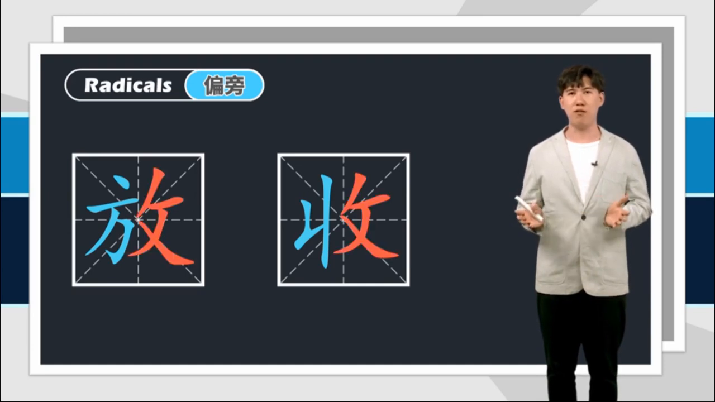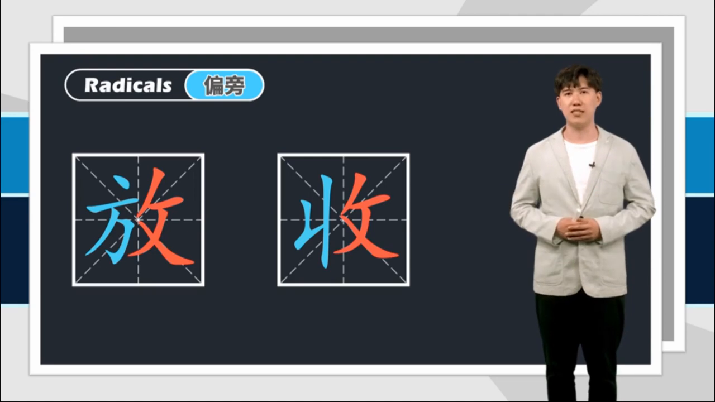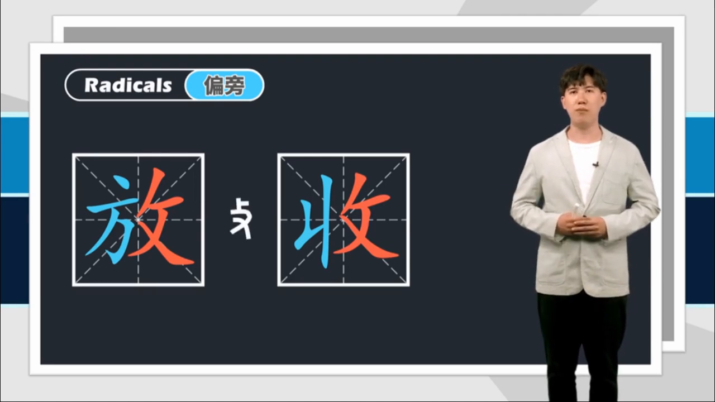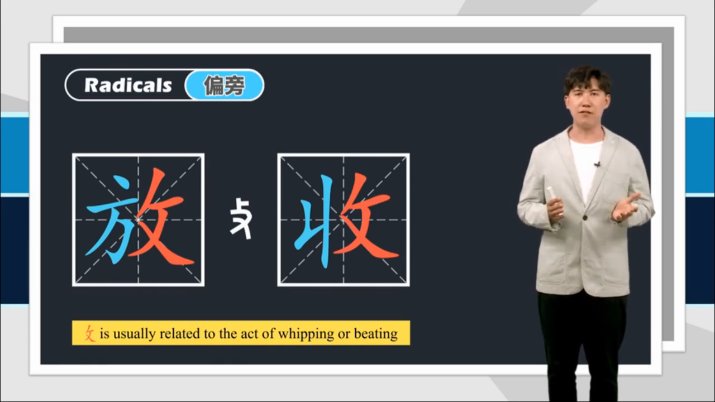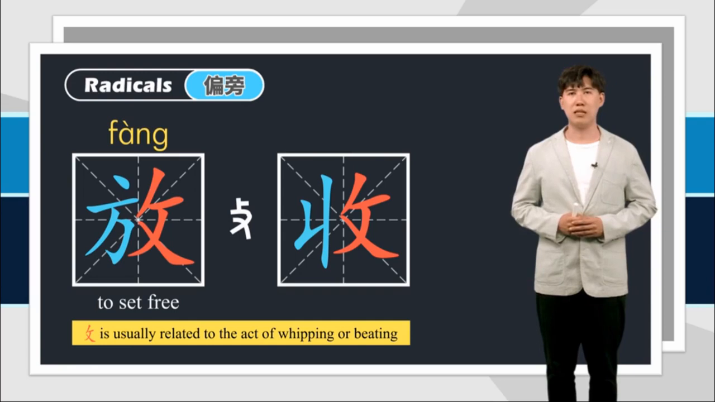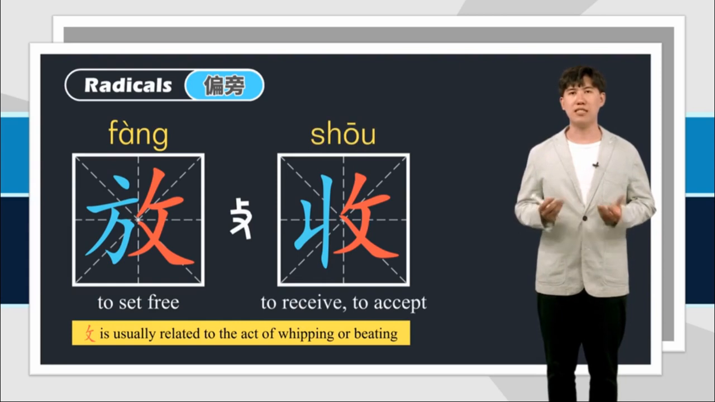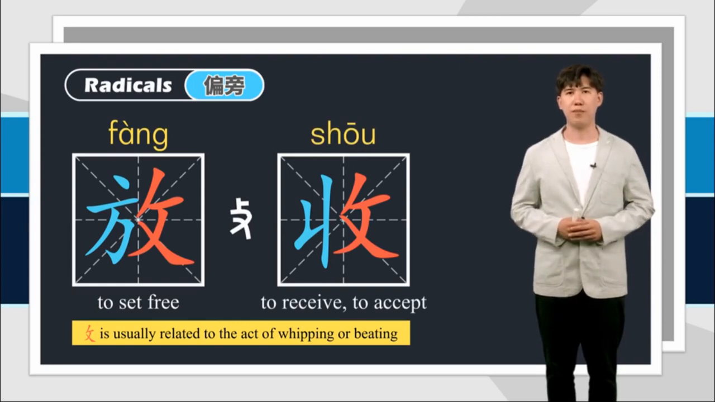Correct. Both of them have the same right side. We call it 反文旁. The original shape of 反文旁 is like a hand with a stick. So this radical is usually related to the act of whipping or beating. The character on the left is 放, means to set free. And the one on the right, 收, means to receive, to accept.